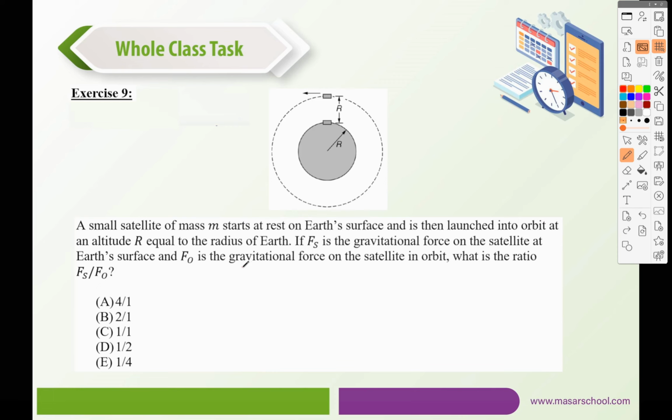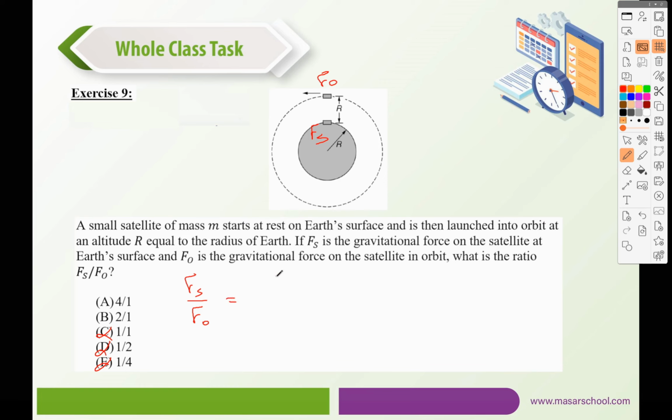A small satellite of mass m starts at rest on Earth's surface and is then launched into orbit at an altitude r equal to the radius of Earth. If Fs is the gravitational force on the satellite at the Earth's surface, and that in orbit is Fo, we need to determine the ratio Fs over Fo. We can directly eliminate potential answers knowing that Fs is greater than Fo and they are not equal, so it's either A or B.